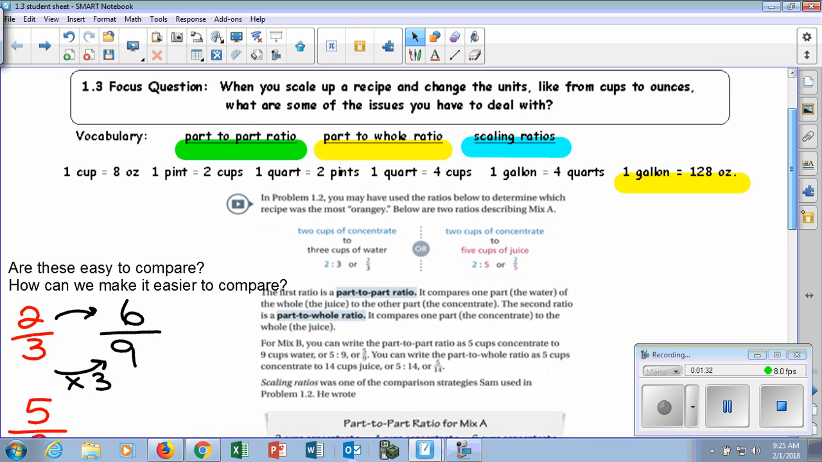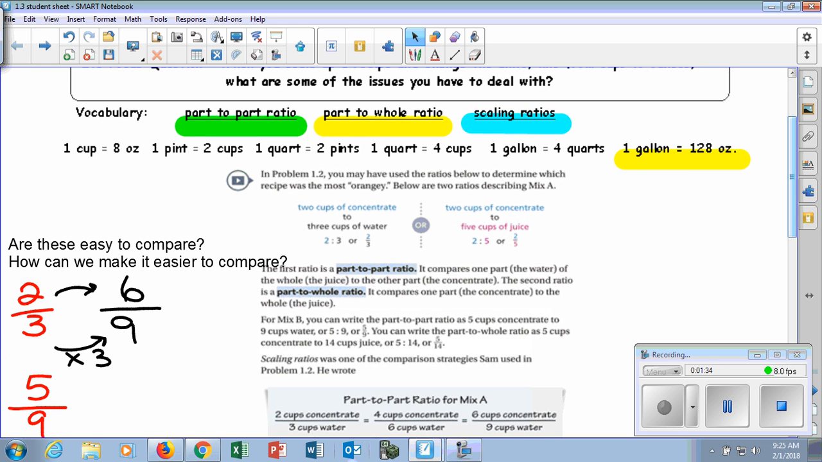But what we're looking at here, it's written kind of small on this page, but on your page you can see it. It says in problem 1.2, you may have used the ratios below to determine which recipe was the most orangey. Below are 2 ratios describing mix A. Do we remember doing this yesterday? We compared the concentrate to the water. So we had like 2 was our cups of concentrate and 3 was our cups of water. And then over here, same thing. 2 cups of concentrate and 5 cups of water.